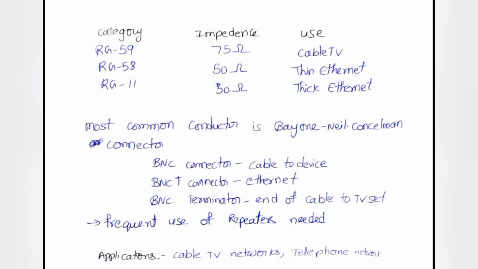So here also, similar to a twisted pair cable, after traveling some distance the signal will become weak. That's why we are using repeaters here to regenerate the signal. And the applications here are cable TV networks and telephone networks.